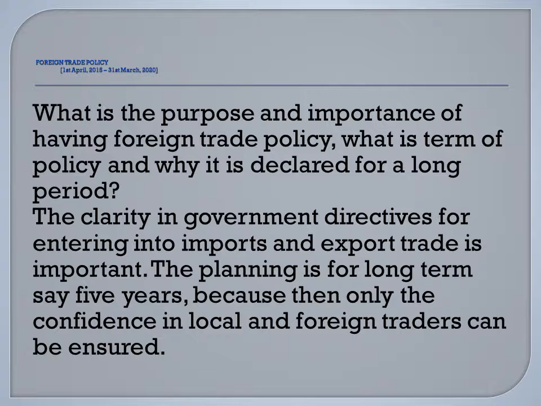What is the purpose and importance of having a foreign trade policy? What is the term of the policy and why is it declared for a long period? The clarity in government directives for entering into imports and export trade is important. The planning is for the long term, say 5 years, because only then can the confidence of local and foreign traders be ensured.